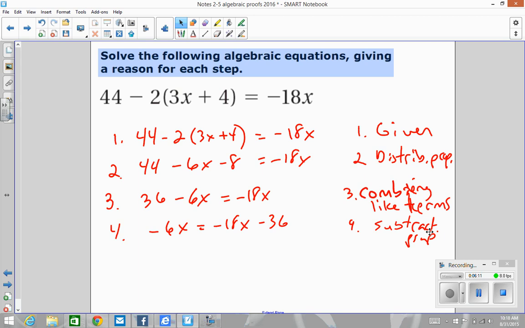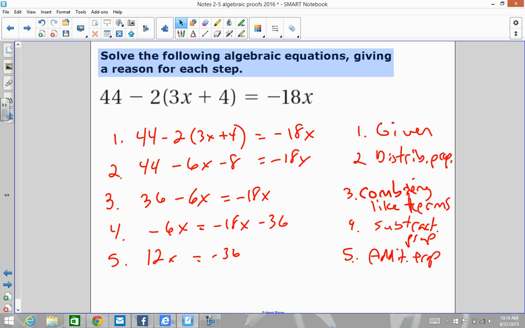Then I would move the 18, so that would become 12x equals negative 36. And that was addition property. I added 18x to each side. Last step here, we divide both sides by 12, so x is equal to negative 3. That is the division property.